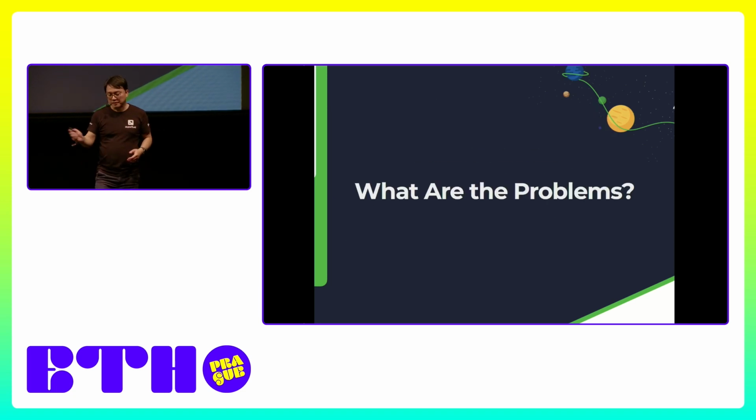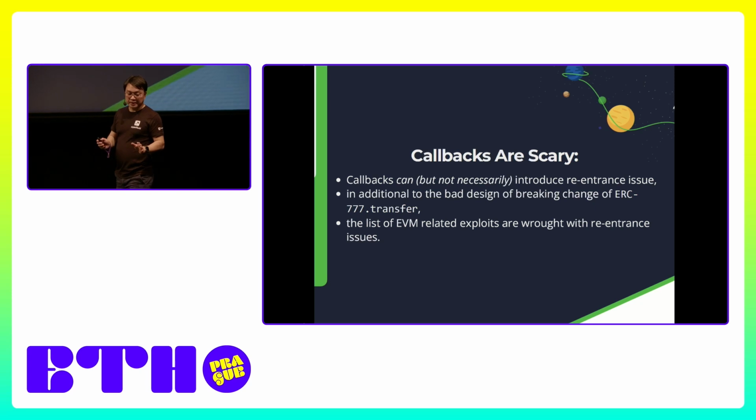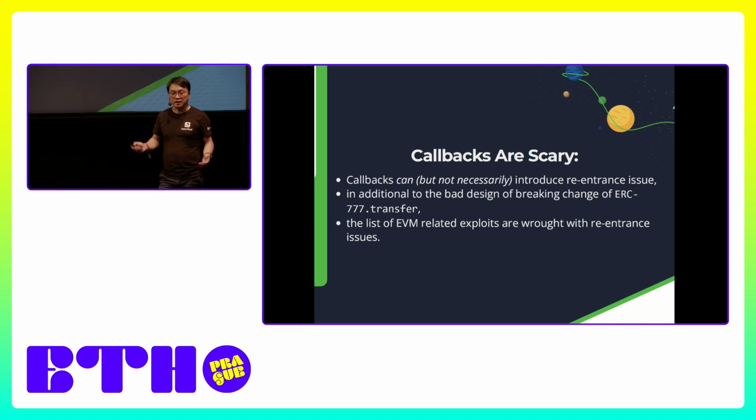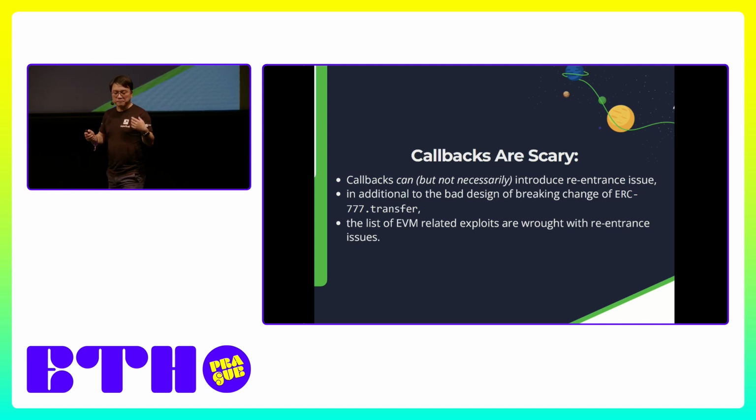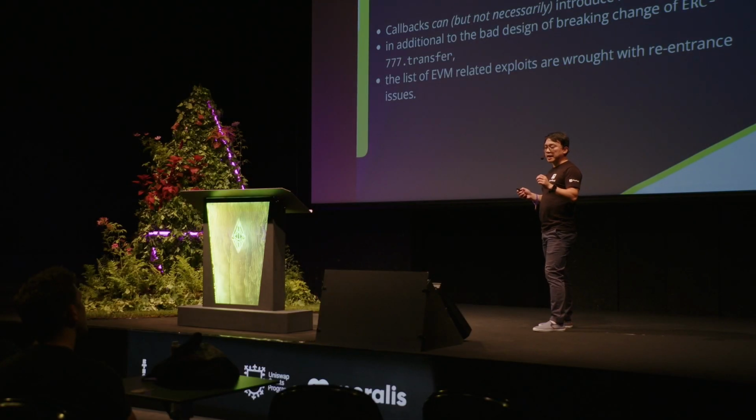So what are the problems though, right? First, callbacks are scary. Callbacks can introduce a reentrance issue. Everyone sees it quite often from time to time: there's a reentrance hack and a couple million gone here and there, right? So it's scary, but not necessarily scary, if you do it right. In addition, bad design can be a breaking change, for example the ERC777 transfer, right? So it can introduce bad design also. And the list of EVM-related exploits related to the reentrance issue is long. So it's scary, in short.